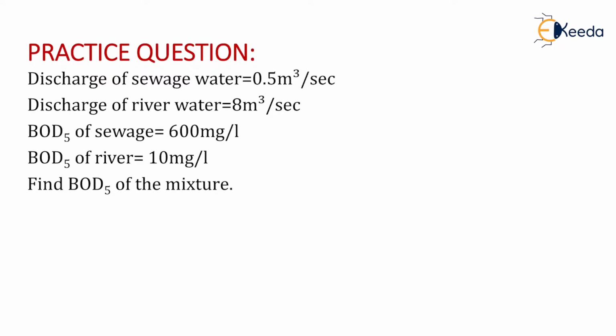Question is given as, discharge of sewage water will be equal to 0.5 meter cube per second, discharge of river water will be equal to 8 meter cube per second, BOD-5 of sewage will be equal to 600 mg per liter and BOD-5 of river will be equal to 10 mg per liter. Now, if we mix this sewage water with the river water, then what will be the BOD-5 of that mixture?